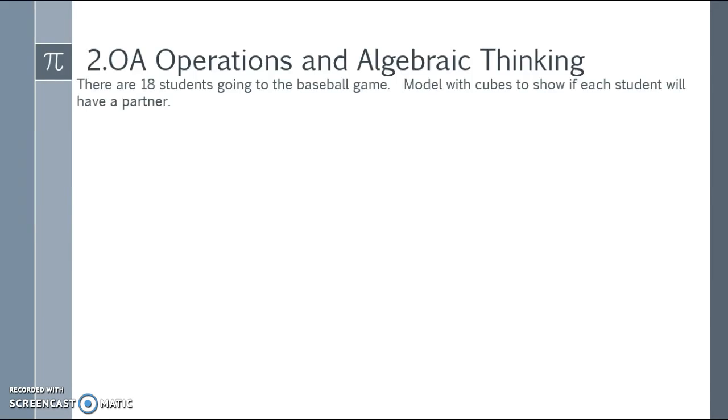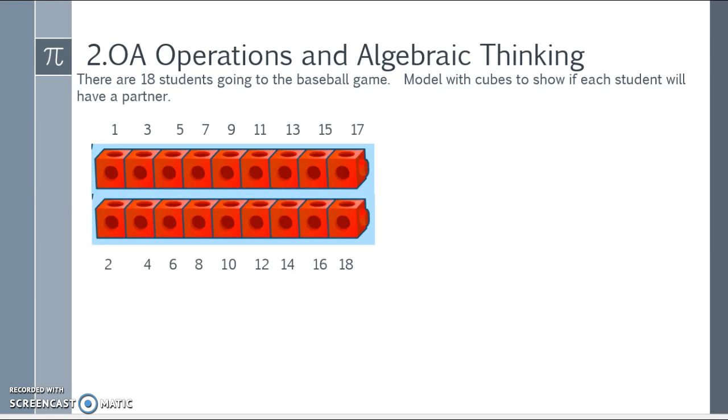There are 18 students going to the baseball game. Model with cubes to show if each student will have a partner. So I have 18 snap cubes, and I see that each cube here will have a partner.